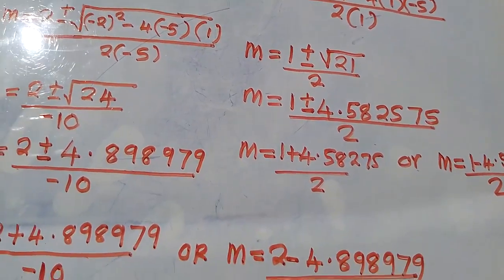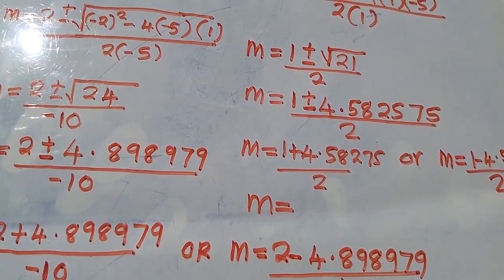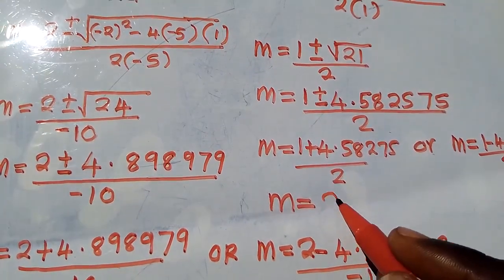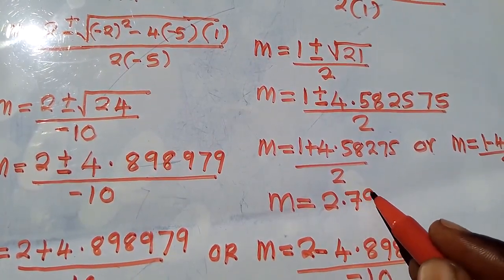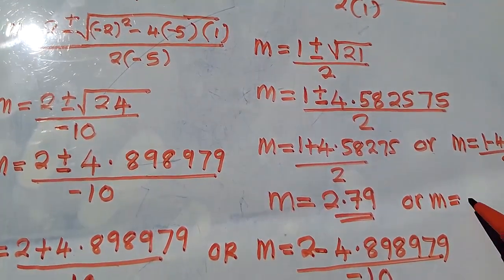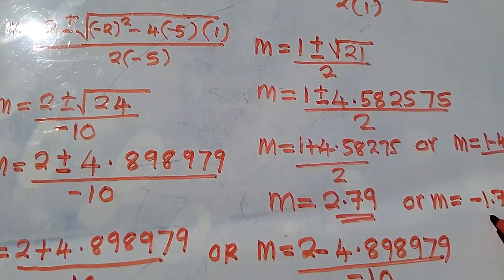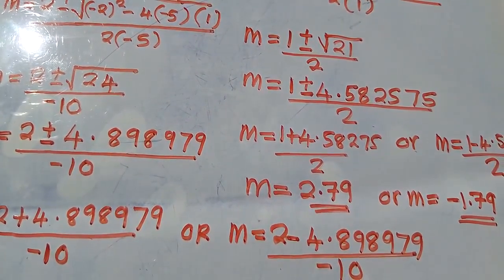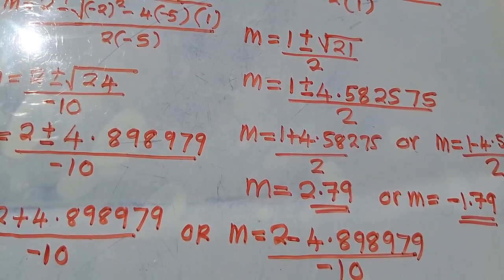Also put over 2. Then finally, what answers are you going to get? What will be your answer when you do all these procedures? When you are done with this, you discover that when you add there, then you divide by 2, you need to get your answer correct to 2 decimal places as 2.79. This is your answer. Or the other one, your other m, should be negative 1.79. That's how you need to solve that. So these are the answers. This is how you need to work out this part. Hope this was clear and you are able to understand. So like this, you won't fail any question under the quadratic equation. So we are using the quadratic formula.